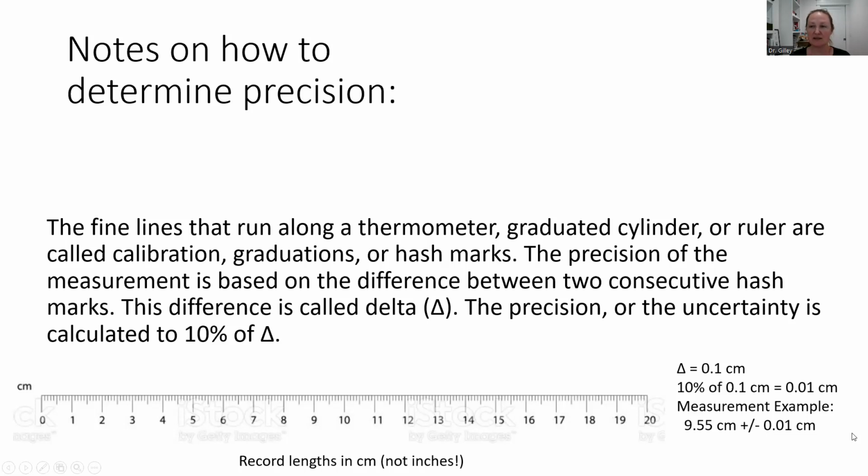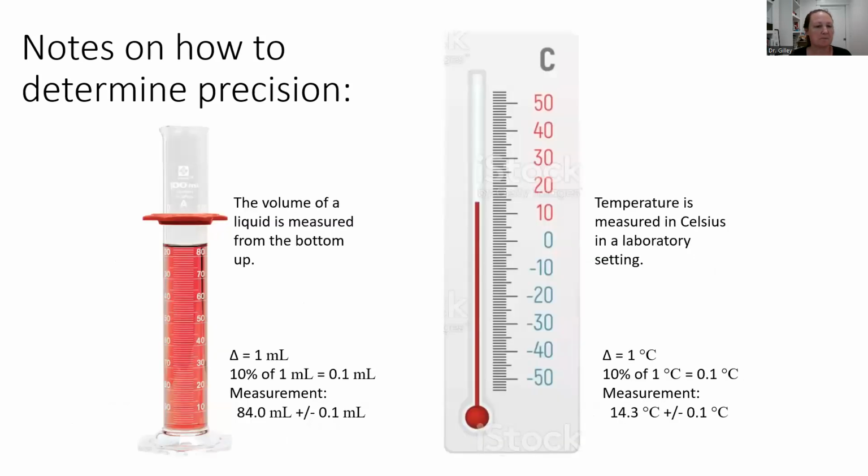So again, that's our uncertainty. Maybe it was actually 9.56, or somebody else would have written 9.54. But that's where our uncertainty is, and that's okay. We're still going to include that number that's uncertain. It's still a significant figure. All right, let's talk about other measuring devices that we're going to come across.